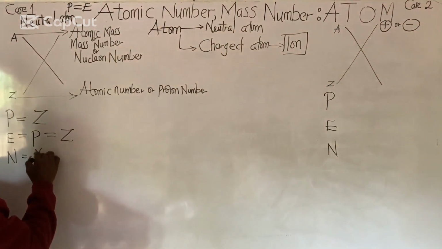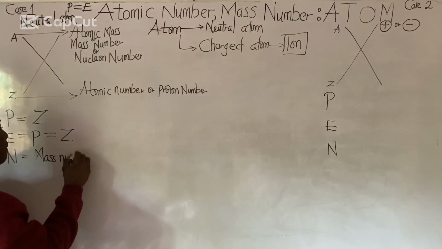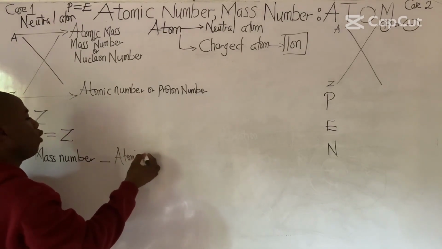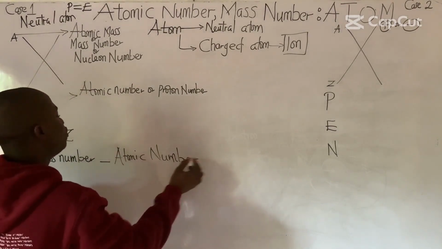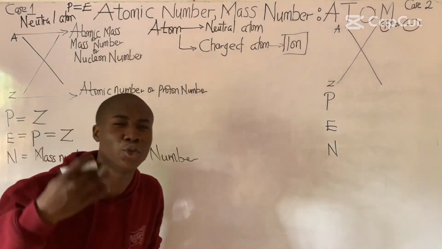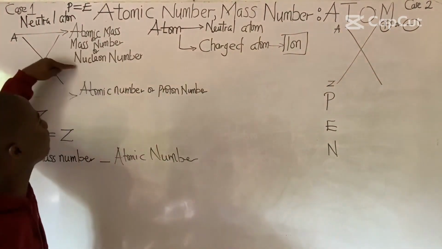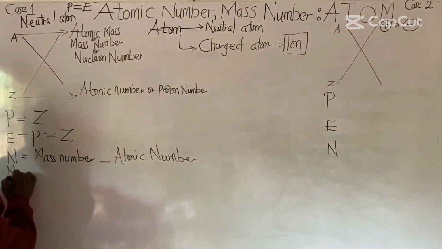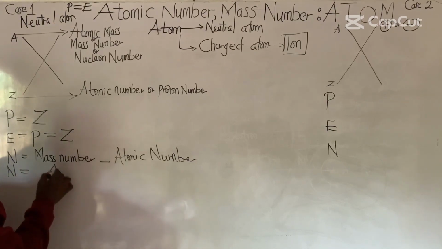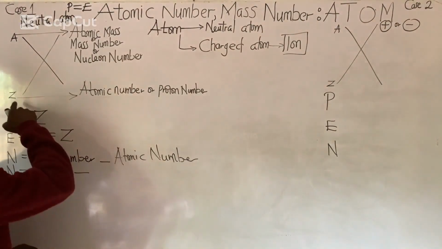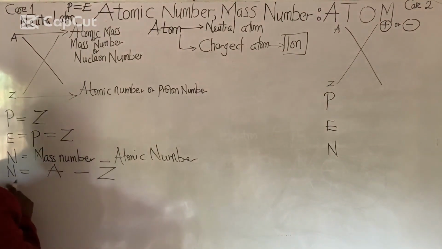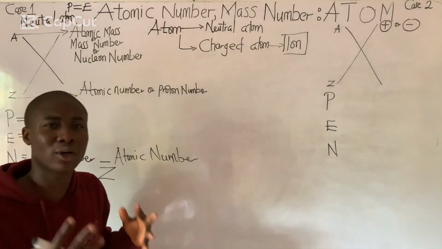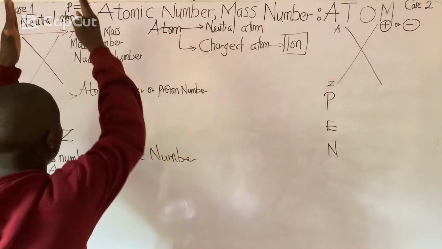Very easy. It is by simply saying mass number, which is symbolized as A, minus atomic number. I believe you already know that mass number can also be called atomic mass or nucleon number, because this is going to help us. This particular statement is going to help us to solve practice questions as we progress in this class lesson. So N becomes, what's the mass number? Mass number is symbolized as A, and what's the symbol for the atomic number? Z. So this is how we'll get our neutron number, and this is how we get our proton, electron, and neutron number for a neutral atom.